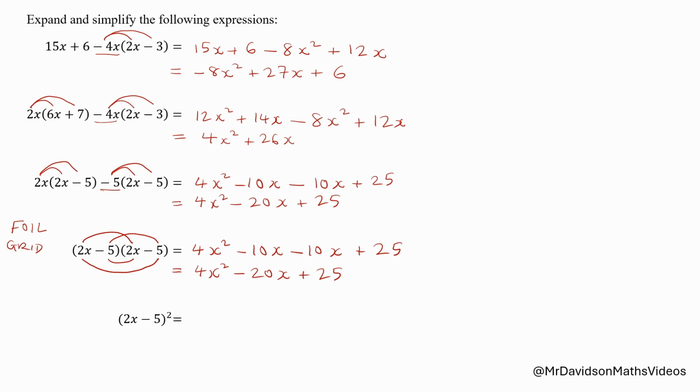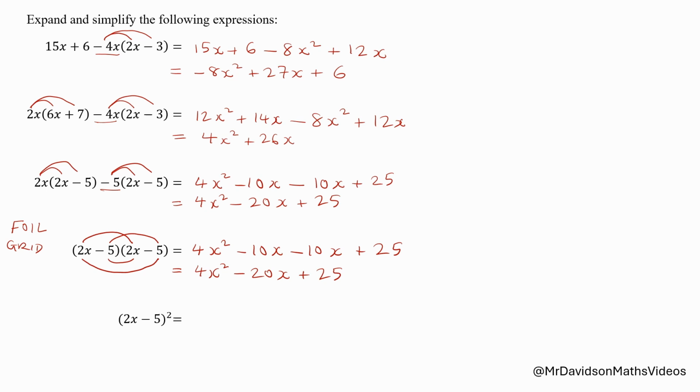Now let's compare that to the one before. This gives us exactly the same result. So if we split the 2x and the minus 5 of the first bracket up, so just say 2x times the entire bracket, then minus 5 times the entire bracket, that's another way of multiplying this out. So there are three ways of expanding these.